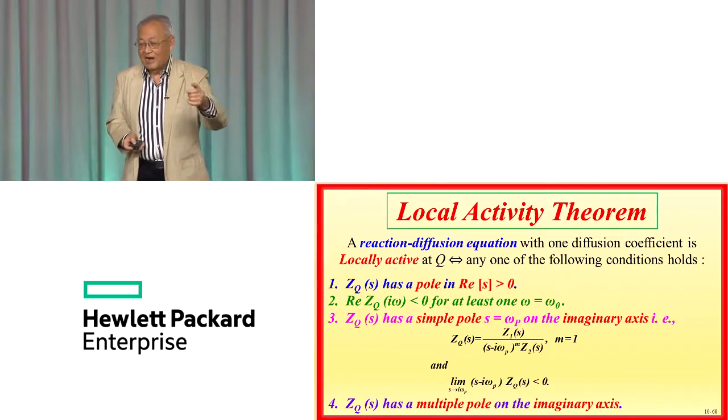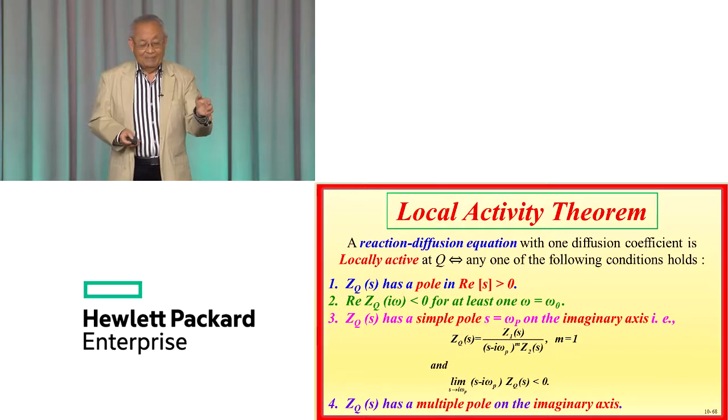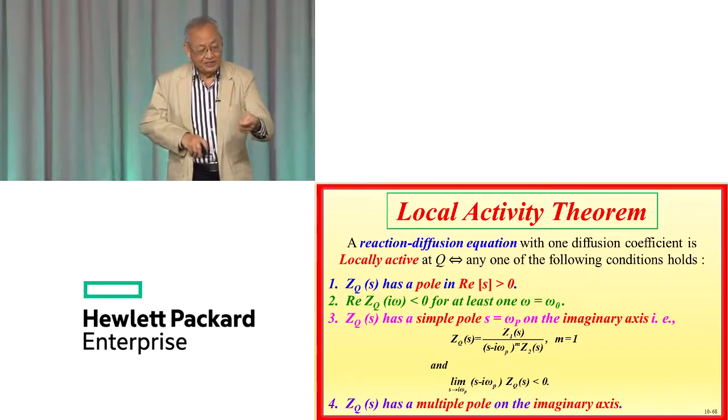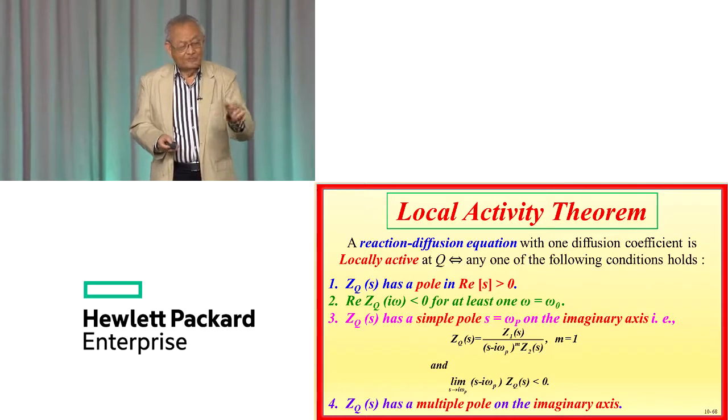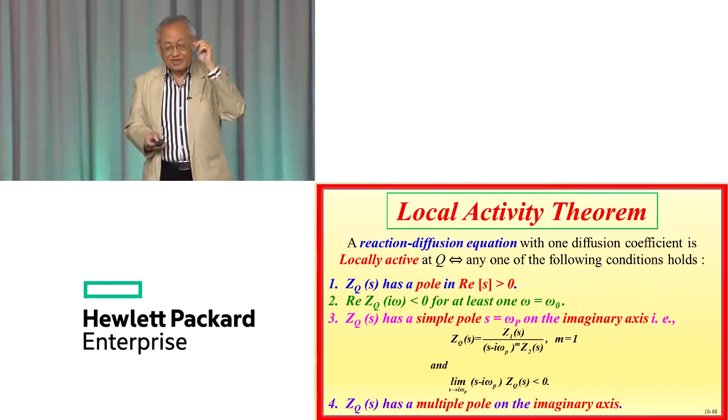But ignore the 3 and 4 because those are very special cases. I have to put them in there because they are part of the theorem, because there are 4 ways you can get local activity. 3 and 4 are sort of pathological, but they are part of the theorem. The important ones are just 1 and 2.